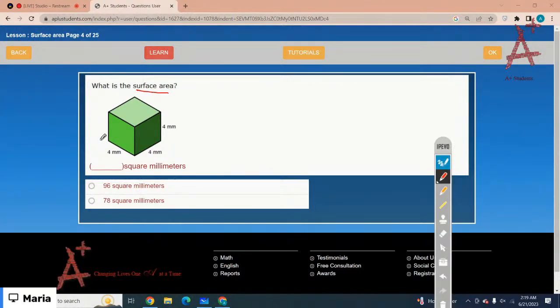What is the surface area? That is a cube. The area of one face is 4 times 4, that is 16. The cube has a total of 6 faces, so you have to do 16 times 6, that equals 96. So the correct option is 96.